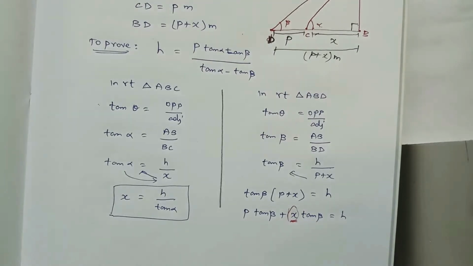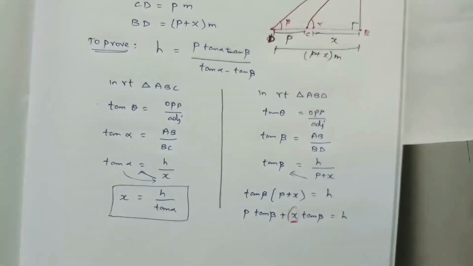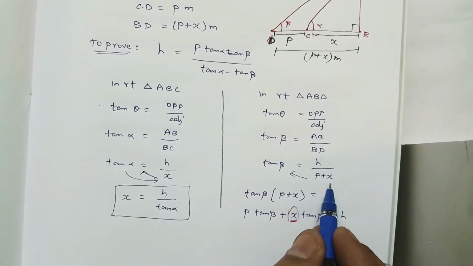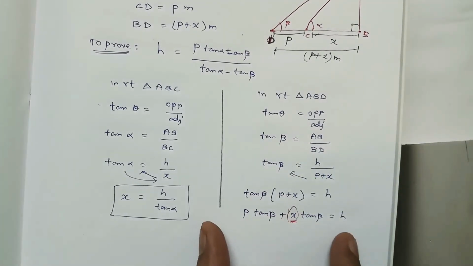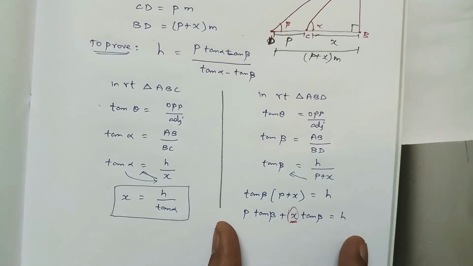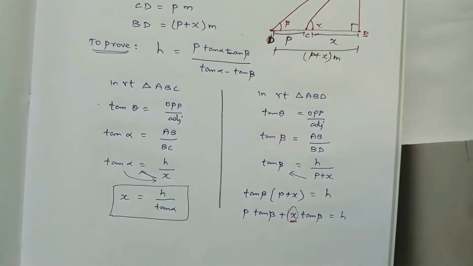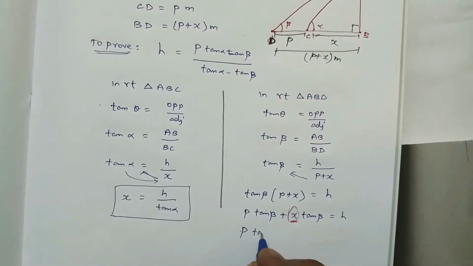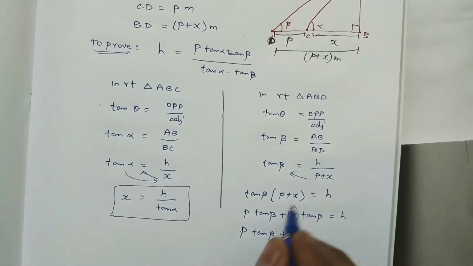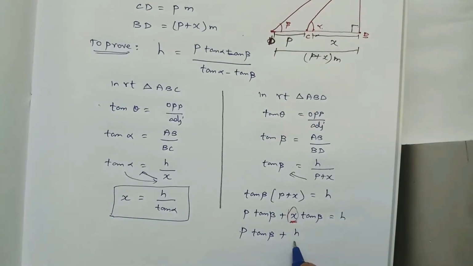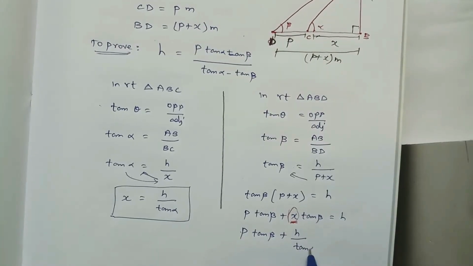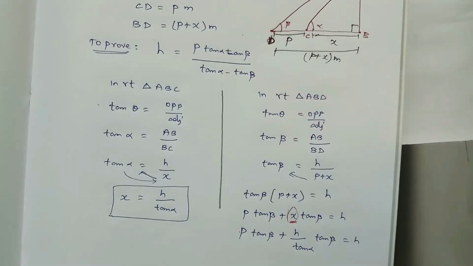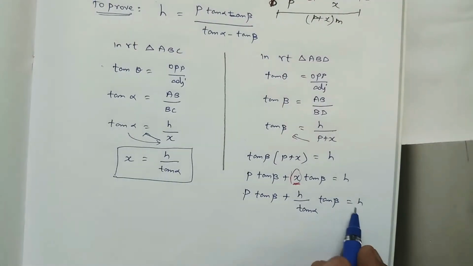Finally I'm substituting. If we substitute here itself, then we have to simplify here itself. So while simplifying, I'm writing it in a straight format rather than as a fraction, and then substituting. So P tan beta plus the value of x, H by tan alpha, into tan beta is equal to h.